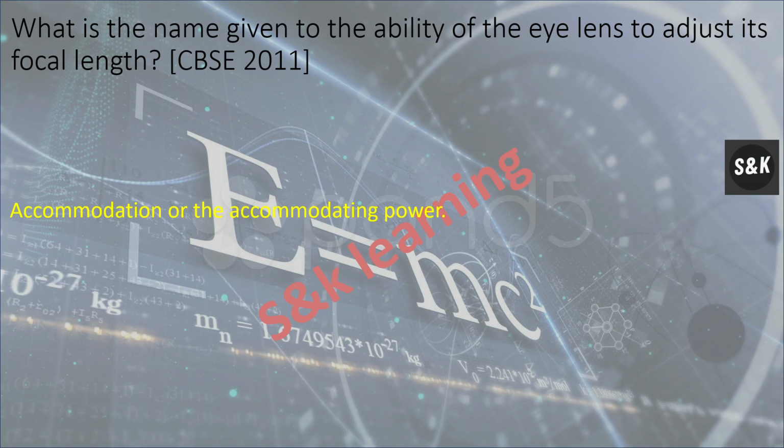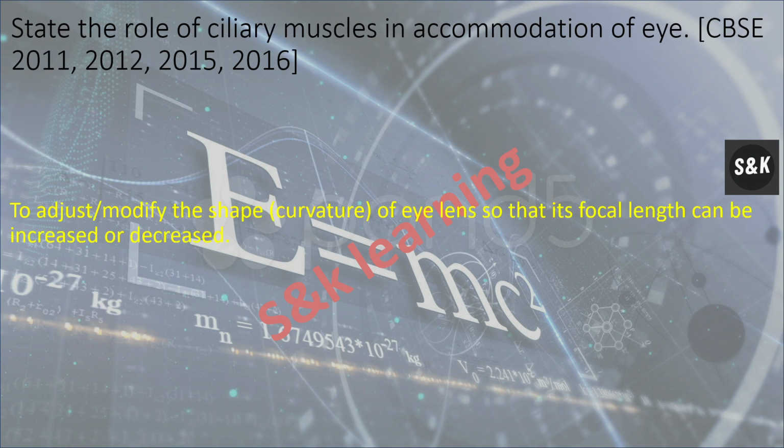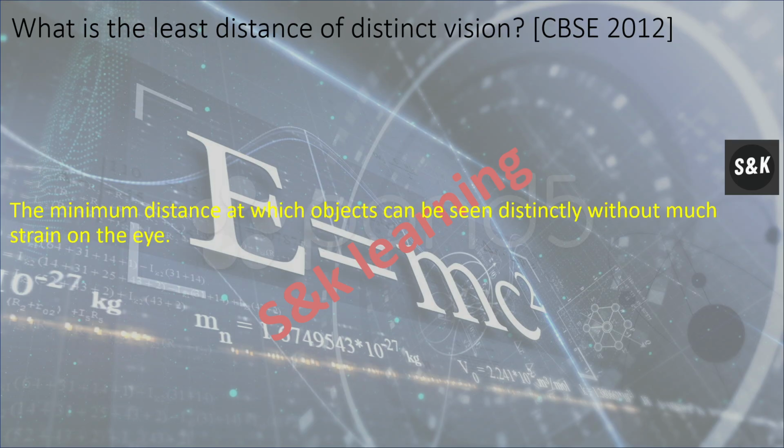What is the name given to the ability of the eye lens to adjust its focal length? It is accommodation or accommodating power. State the role of the ciliary muscle in accommodation of eye. To modify the shape of eye lens so that its focal length can be increased or decreased. What is the least distance of distinct vision? The minimum distance at which an object can be seen directly without much strain on the eye is called least distance of distinct vision.